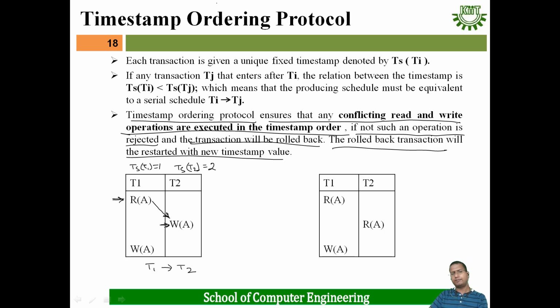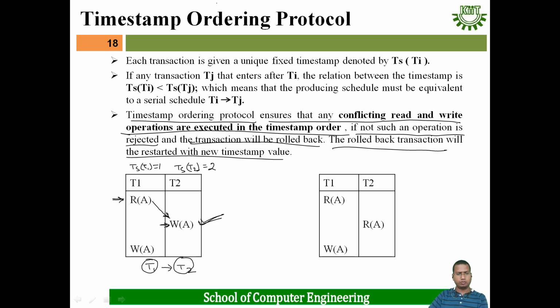Then can it be performed or not? It can be performed because the conflicting operation among the read and write operations is in the order of the timestamp ordering. That means the timestamp ordering here is T1 to T2, increasing order. T1 executed first, then T2. And the read-write conflict is T1 first, then T2, so it will be executed. There will be no problem.